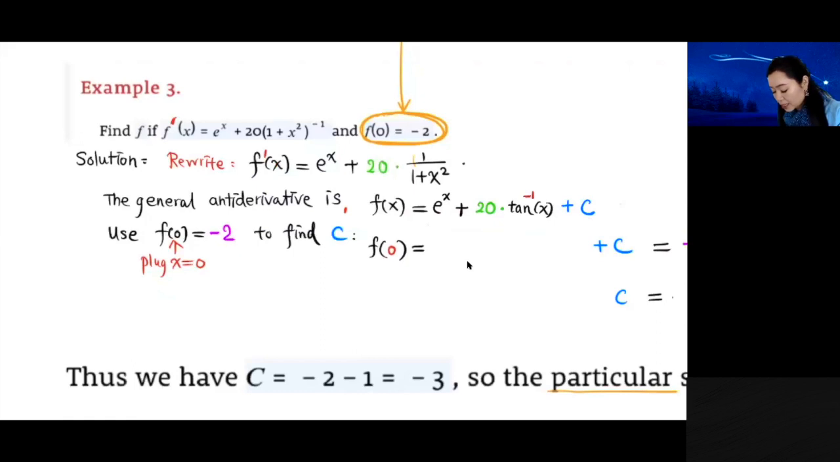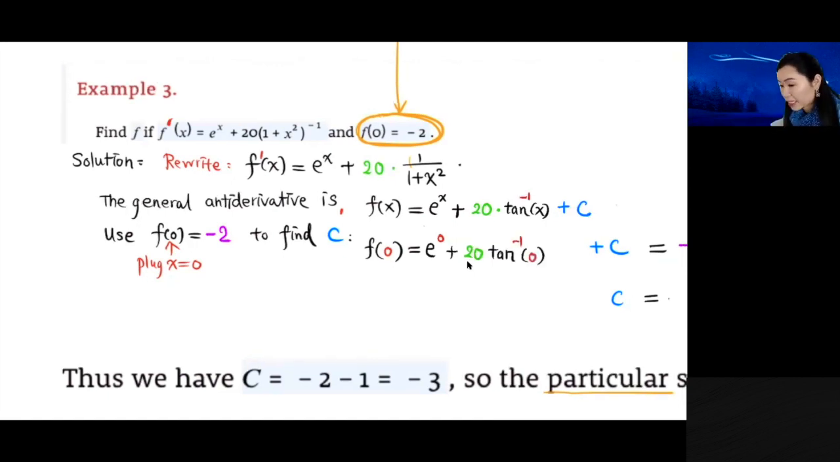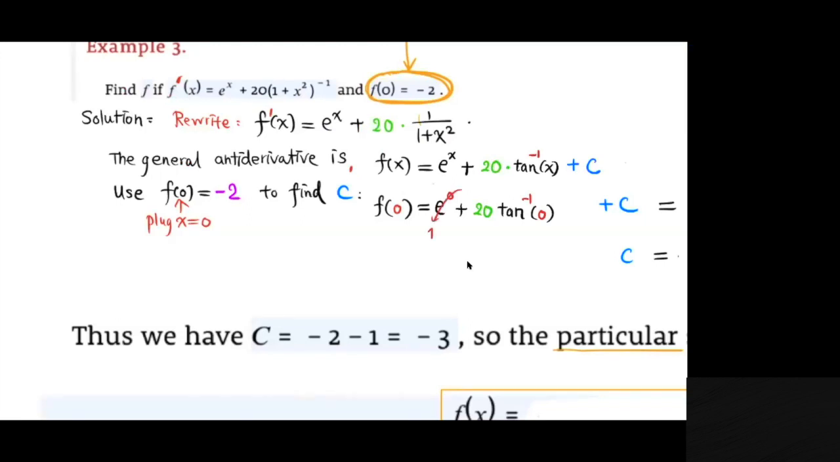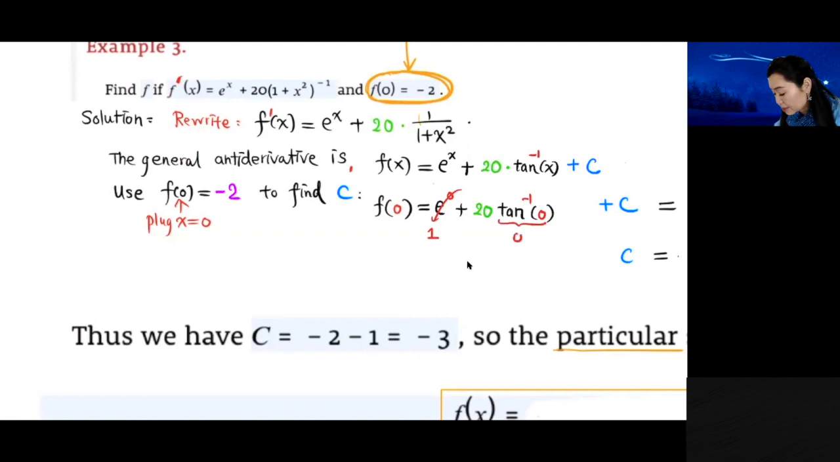You plug x equal to 0, and then you get f of 0 equal to negative 2. So let's plug 0 into x. So plugging 0 into x, this is going to be e to the 0 plus 20 inverse tangent of 0, okay, and adding c. What's e to the 0? e to the 0 is what? 1. e to the 0 is 1, right? Inverse tangent of 0, it is 0, right? Inverse tangent of 0 is 0.